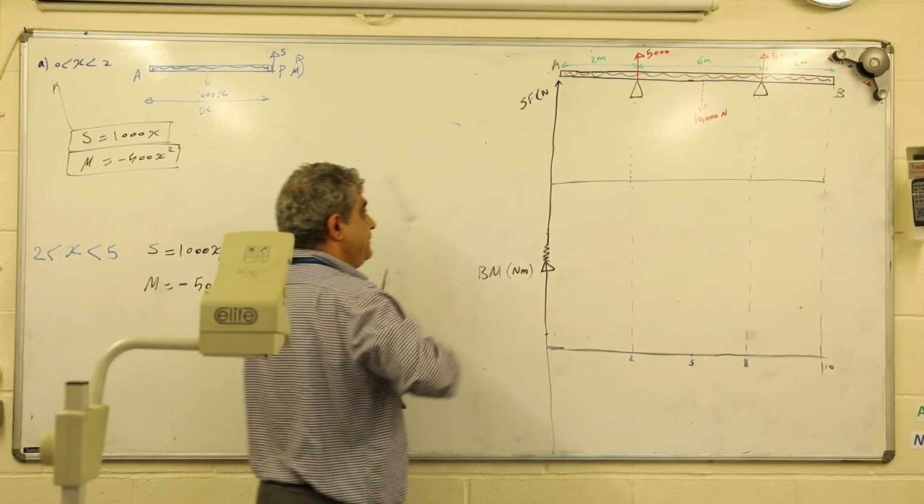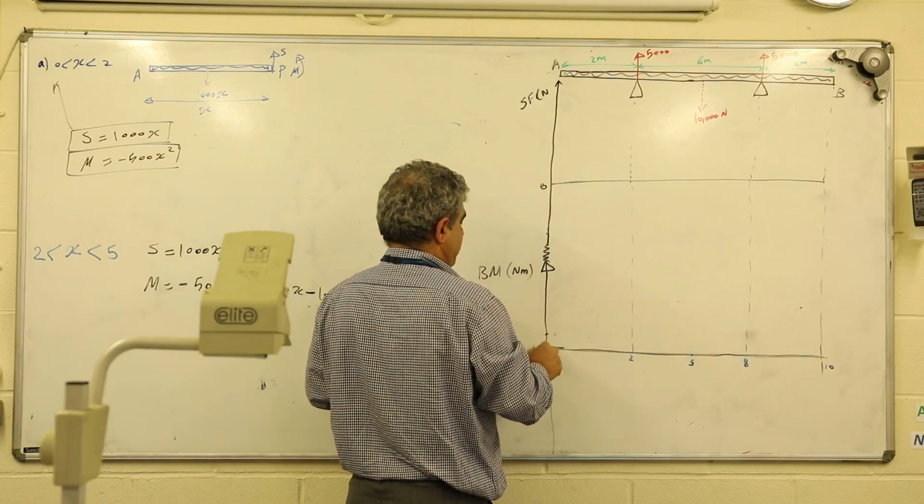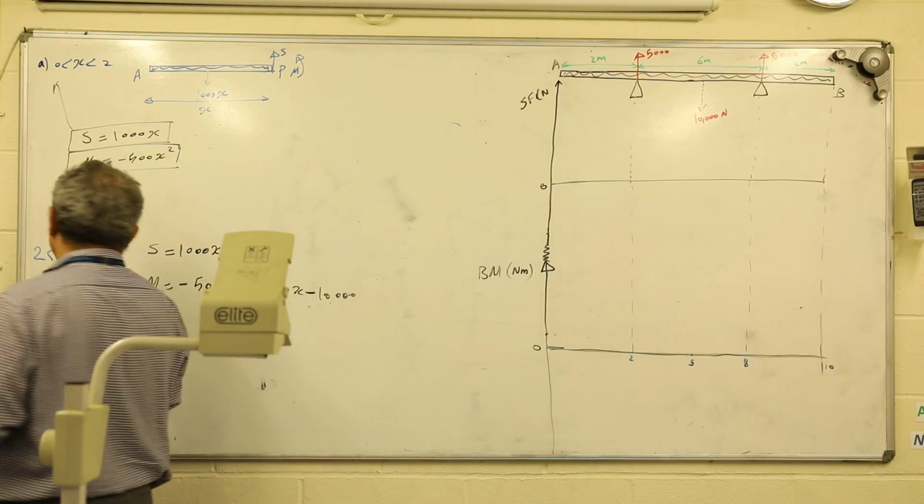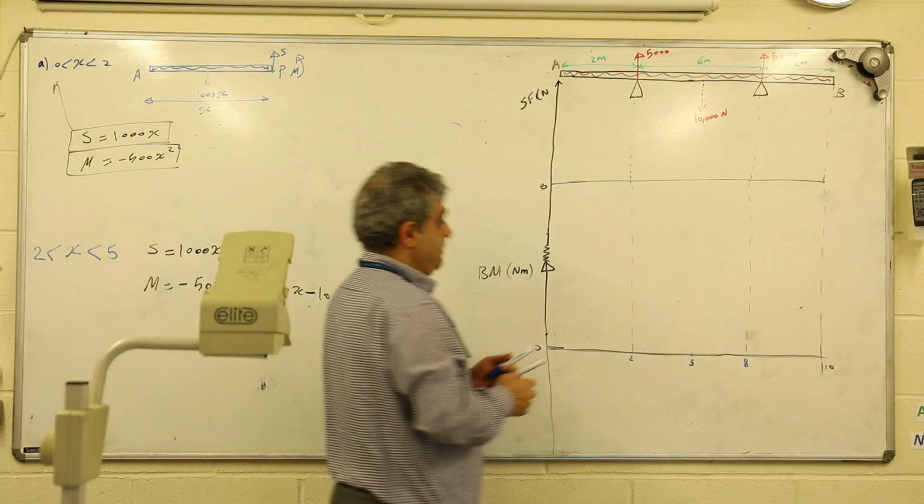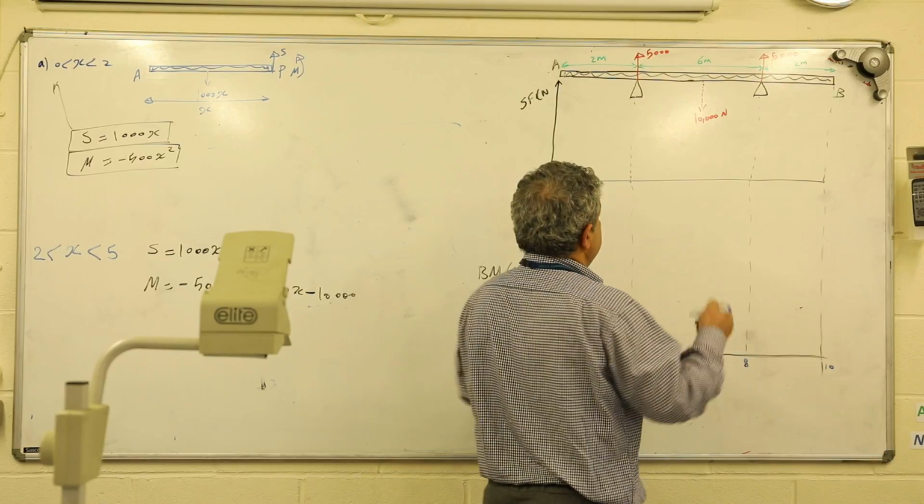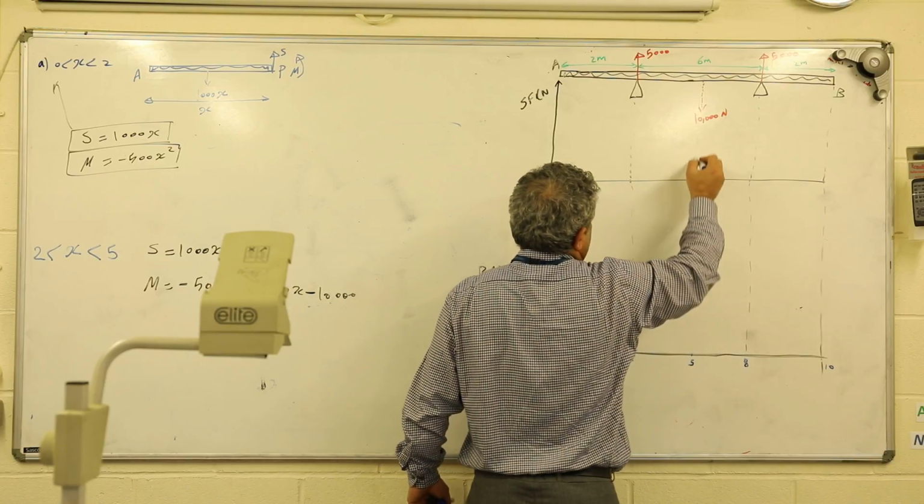And this is a 0. I'm going to do it for half of the beam. It means I'm going to do it up to here, and then reflect it on the other side. Does it make sense to you? Yeah. I'm going to do it for up to here.